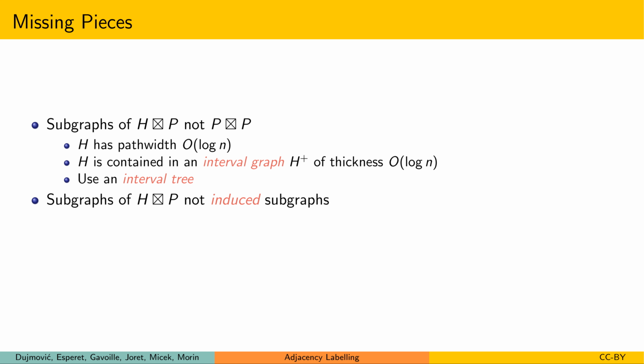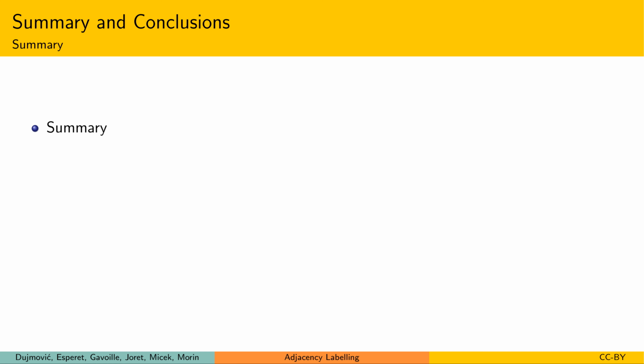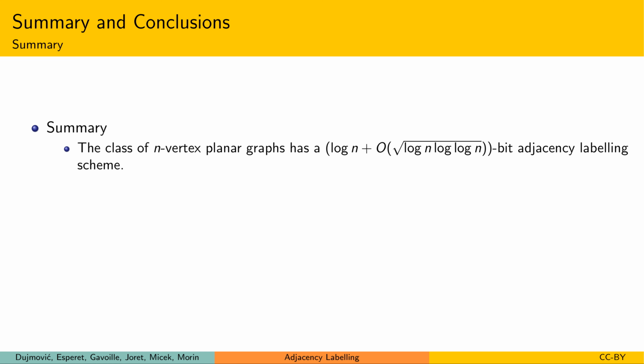A final detail is that these labeling schemes have to work for all subgraphs of H times P, not just induced subgraphs. This is handled in a fairly straightforward way by using an orientation of H times P in which each vertex has out degree at most d. Then the label of each vertex includes a bit vector of length d that indicates which of its outgoing edges in the induced graph are actually present in the subgraph. This concludes our brief overview of the area and the new result.